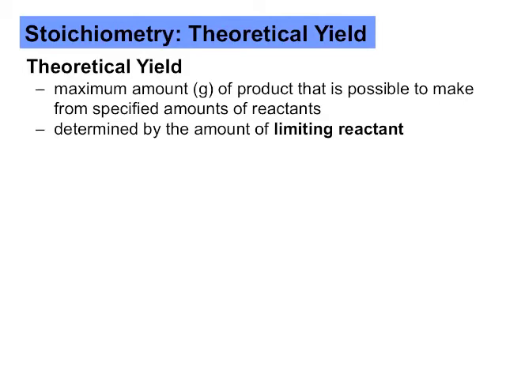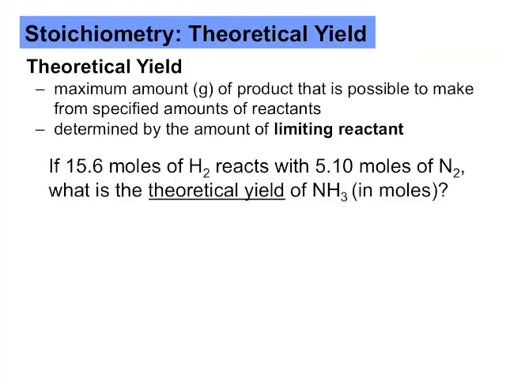First, a bit of language. The theoretical yield is defined as the maximum amount of stuff that you can make if you're given a certain amount of reactants, right? And as we've shown you on the previous 2 slides, it's going to be defined by whichever reactant limits how much product you can make. So in order to determine the theoretical yield, you're going to need to figure out the limiting reactant first. So let's look at this by example.